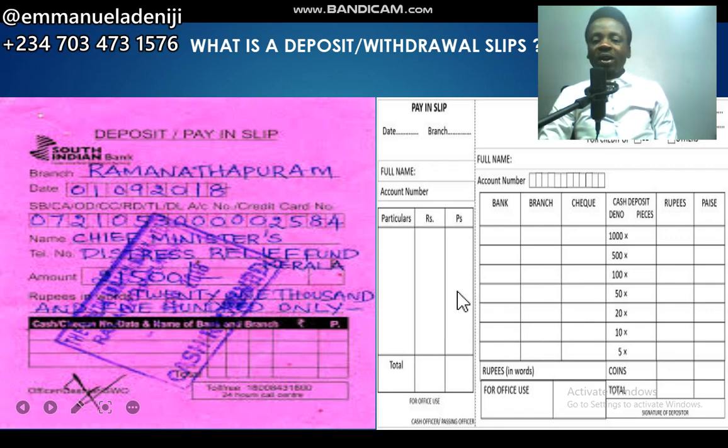Also, we have withdrawal slips. When funds are moved out of the bank account, we fill a withdrawal slip. Also a very important document. That will be all for now.